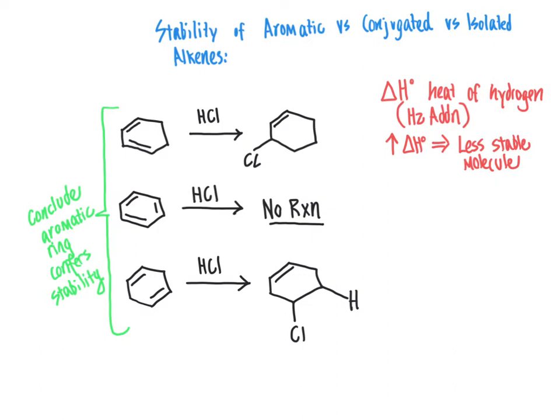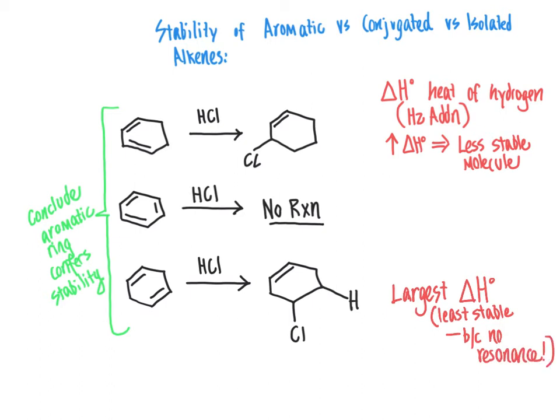And if we look at those heats of hydrogenation on a per mole or per bond basis here, what we would find is that the highest heat of hydrogenation corresponds to the least stable molecule, which is the isolated diene down at the bottom of the screen here. So this would have the largest delta H value. What that indicates to us is that this is the least stable of the molecules. It is the least stable because there is no resonance in that isolated diene.